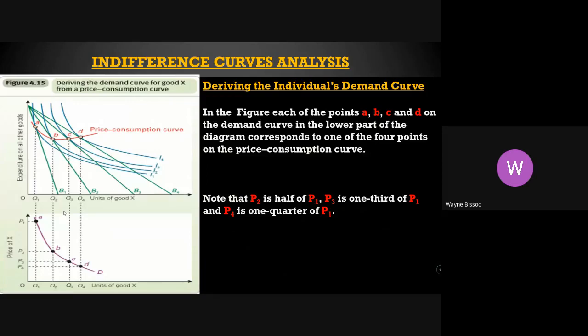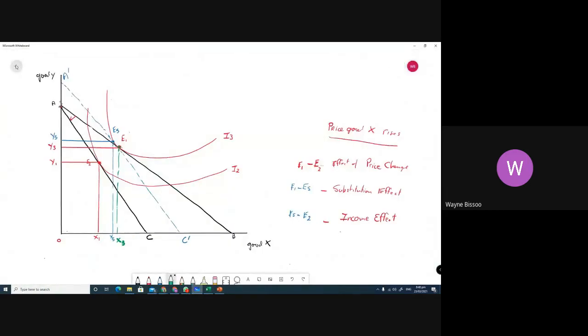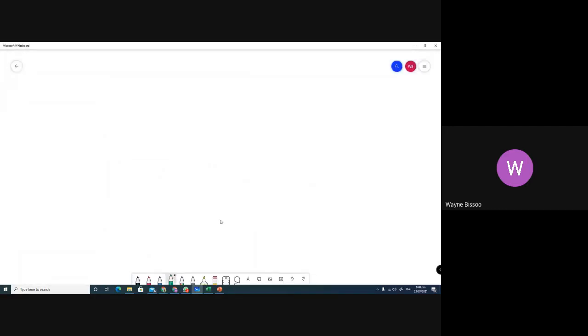Do you want me to go through this one and map it out for you and show you the technique? Because at the end of the day, what is really important is understanding how we move this price consumption curve from here to here. Yes? Yes, sir, you can do it. All right, then. So let's go to new canvas.